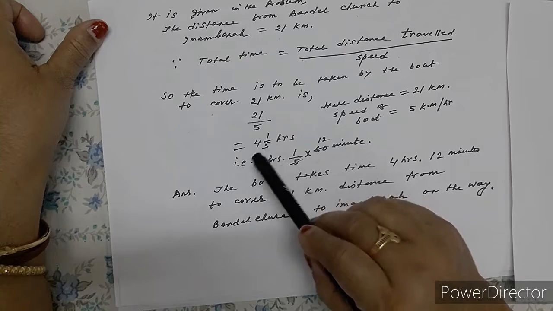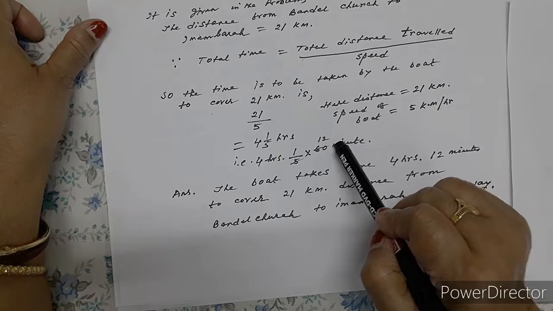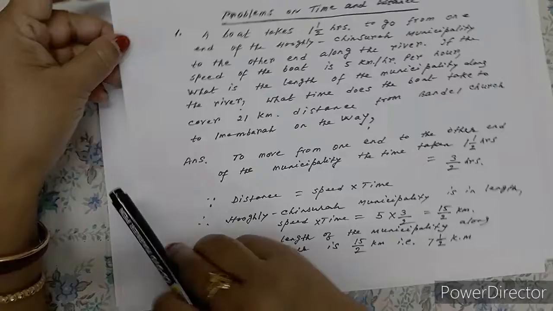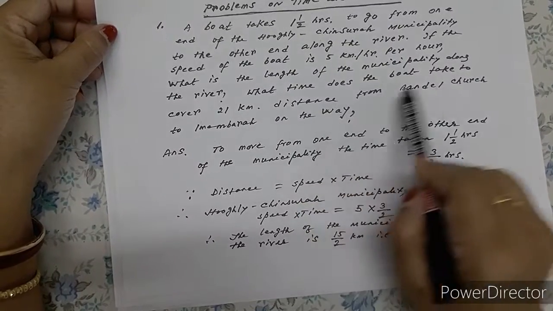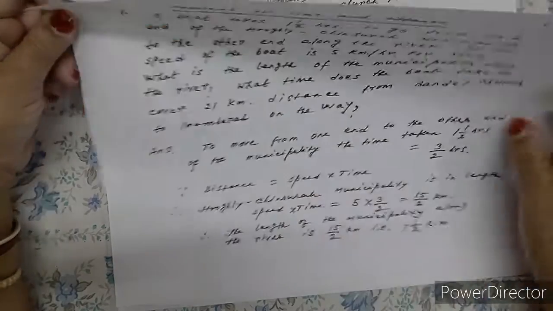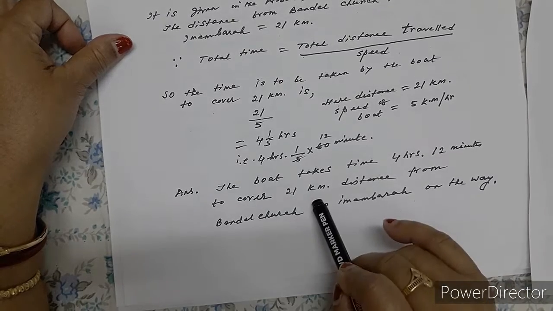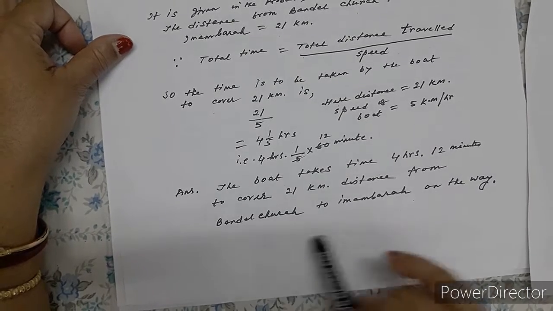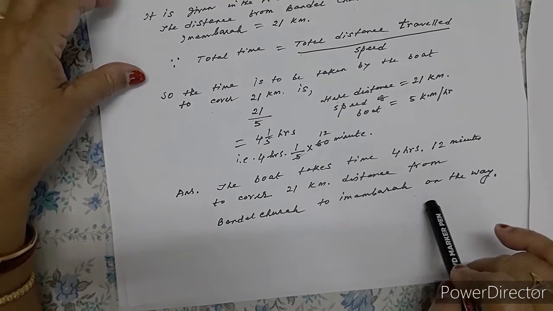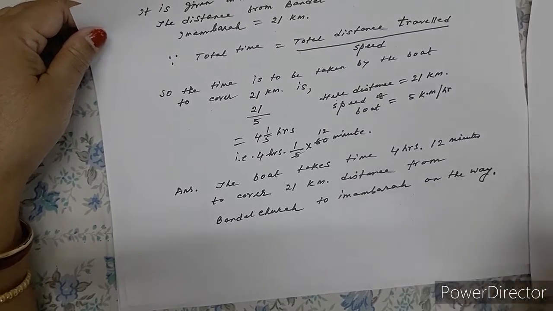So 4/15 hours, I have converted it into minutes, that means 4 hours 12 minutes. So, what is the question? The question was, what time does the boat take to cover 21 kilometer distance from Bandel Church to Imambara on the way? So the boat takes 4 hours 12 minutes to cover 21 kilometer distance from Bandel Church to Imambara on the way. This is the answer. Okay, got it? This is the solution of problem 1.